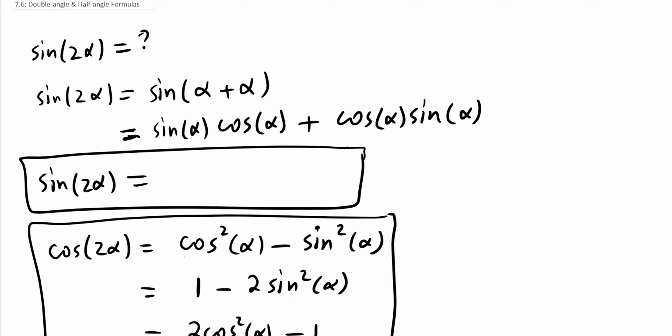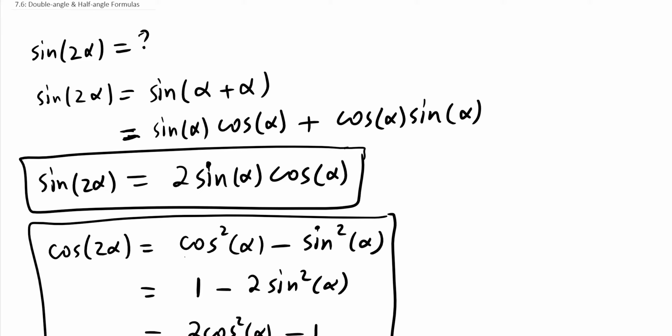And notice that these two terms are the same, sine alpha cosine alpha or cosine alpha sine alpha. So if we combine them, we can rewrite it as 2 sine alpha cosine alpha. That's the double angle formula for sine.